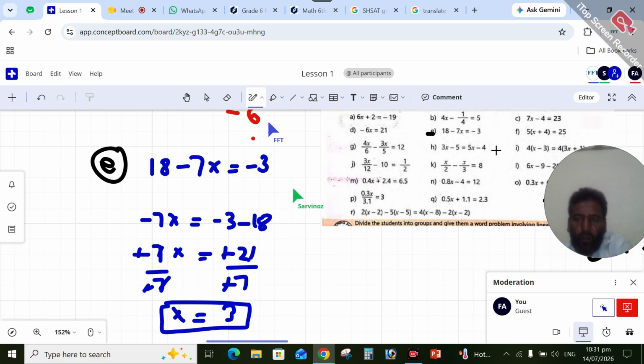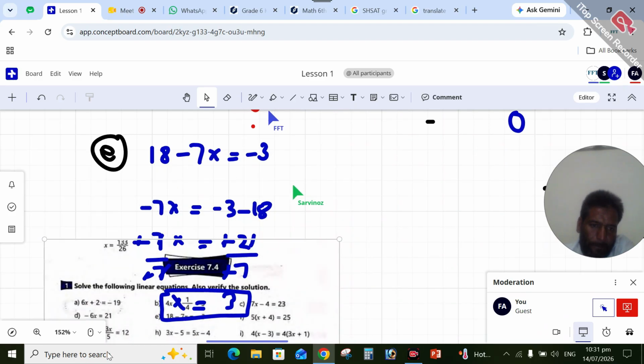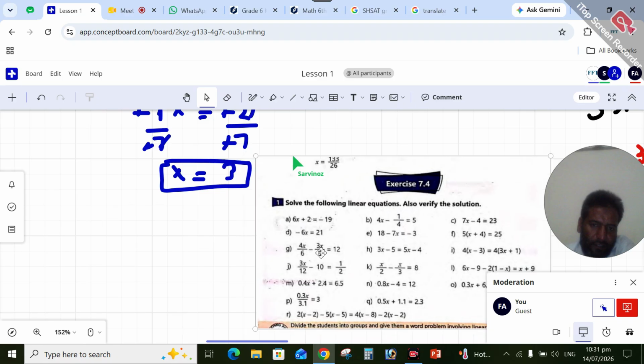Okay, now let me try the next question, that is, now you will read this question, the next question. 5 minus x plus 4 equals 25. Yes, right, this question, and try to solve this question by yourself. Yes.